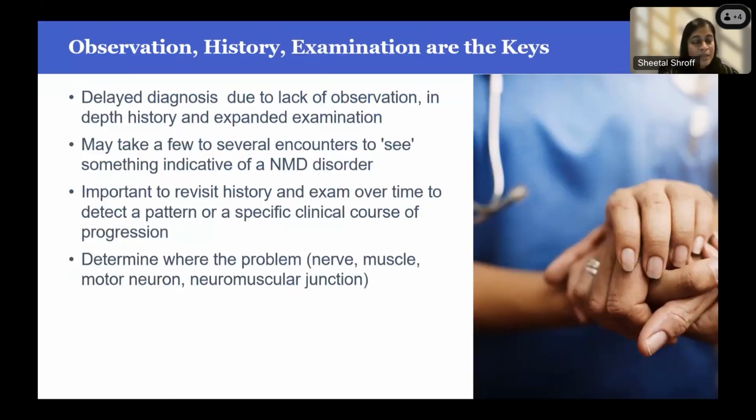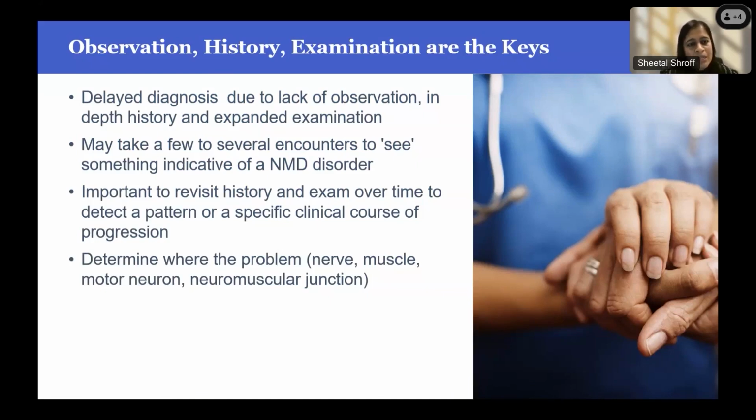Now, why is all this important? It is important because observation, detailed history, and examination are the key things which can help in earlier diagnosis. So delayed diagnosis is due to lack of observation or lack of in-depth history, or not enough examination, and that's why this is so important.